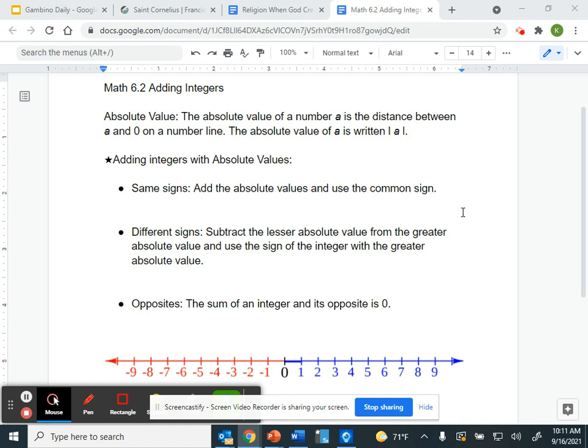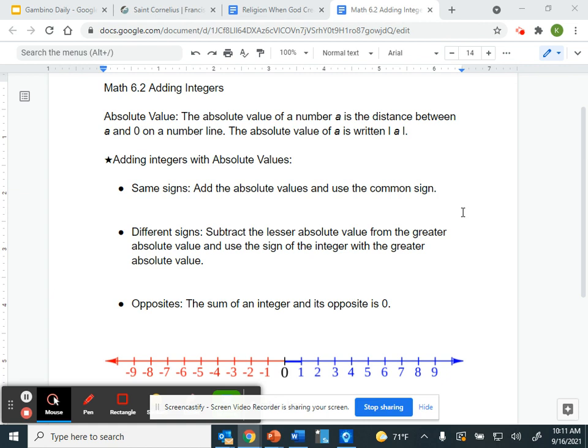Okay, today we are talking about CO 6.2, adding integers. Yesterday we talked about integers, the positive and negative numbers. So today we're going to be adding them together.